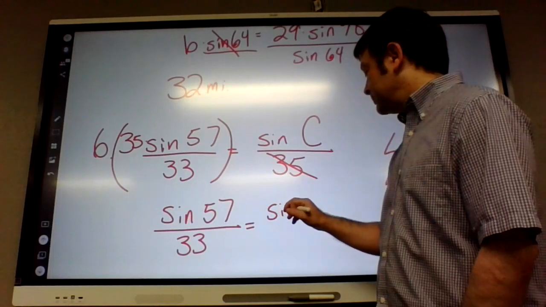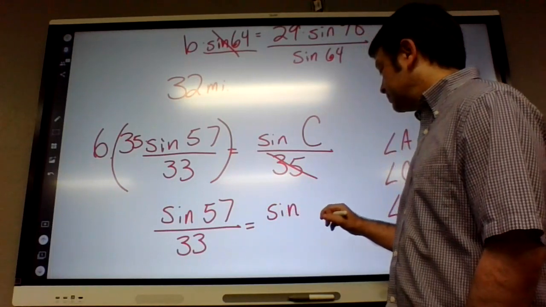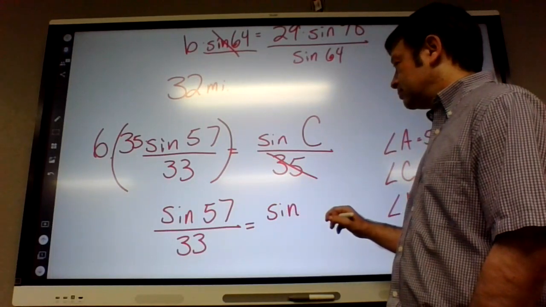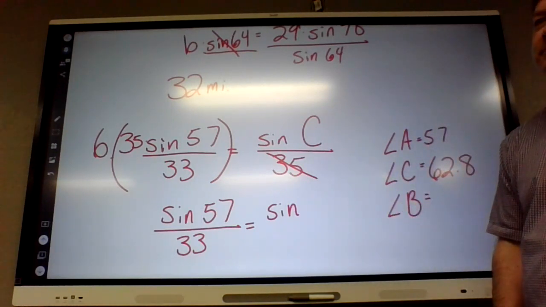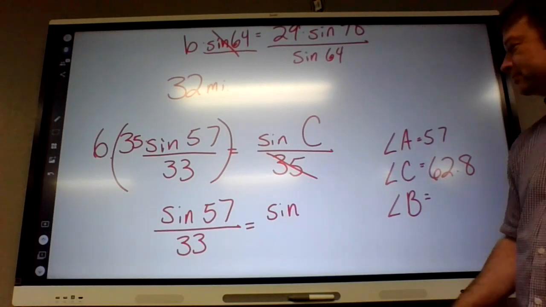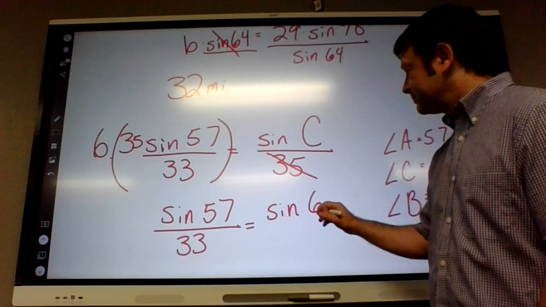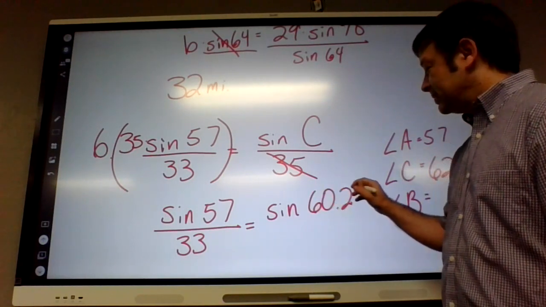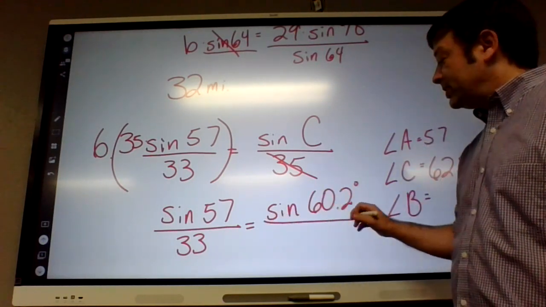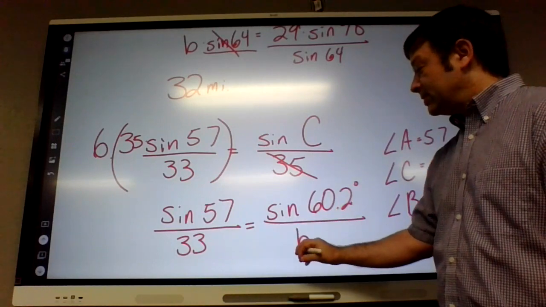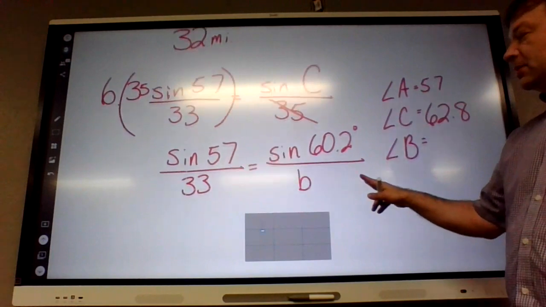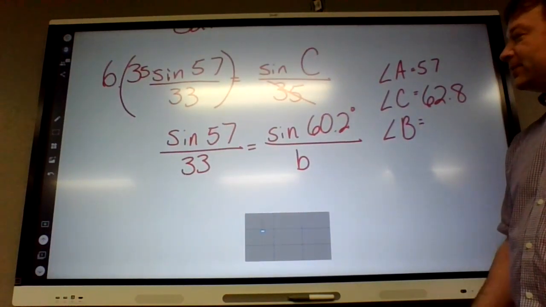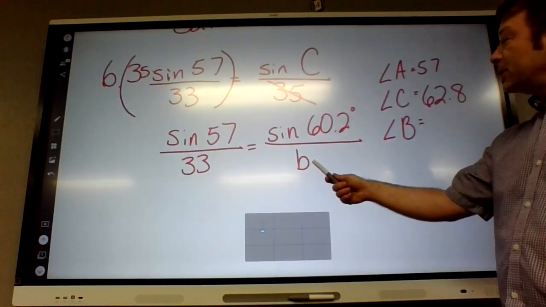What does that come out to? 60.2. Okay, that's angle B, so that would go over side B. I already did sine of A over side A. Okay, so now we have something that we can use to solve for side B.